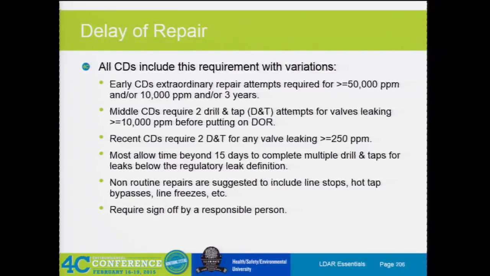Most allow time beyond 15 days to complete the multiple drill and taps for the leaks below the regulatory leak definition. So if it is just a consent decree leak and not a federal leak, most of the times they allow you to go past that 15 days to a 30-day window like we've talked about. Non-routine repairs are suggested: before you put it on delay of repair, start looking at doing hot taps, line freezes, or anything along those lines to try to get this component out instead of putting it on DOR. Also, with delay of repair, they require you to have somebody sign off on it. Most folks have moved to where it's the plant manager before a component's allowed to go on DOR.